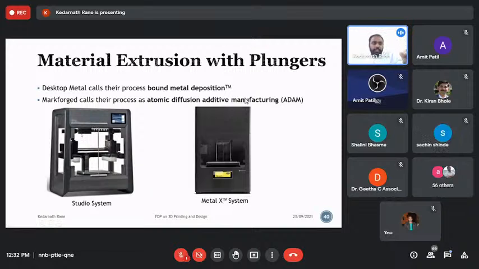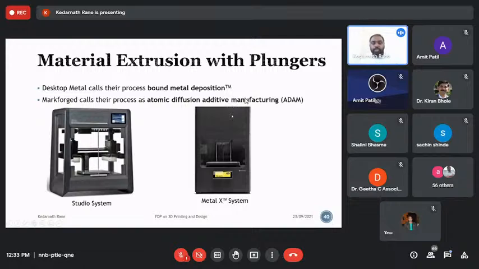They put the rods in the machine. The rod is getting pushed, and you can see the material getting deposited. One of the competitors, Markforged 3D, developed the system called Metal X, which again utilizes the similar concept of a plunger to deposit the material in semi-solid form, and they call their system atomic diffusion additive manufacturing, ADAM.